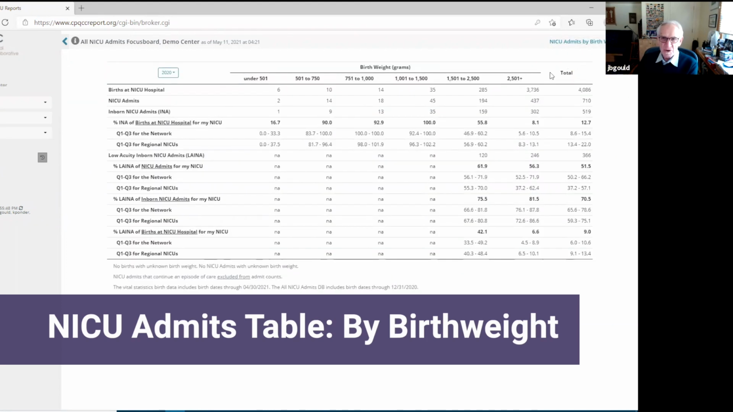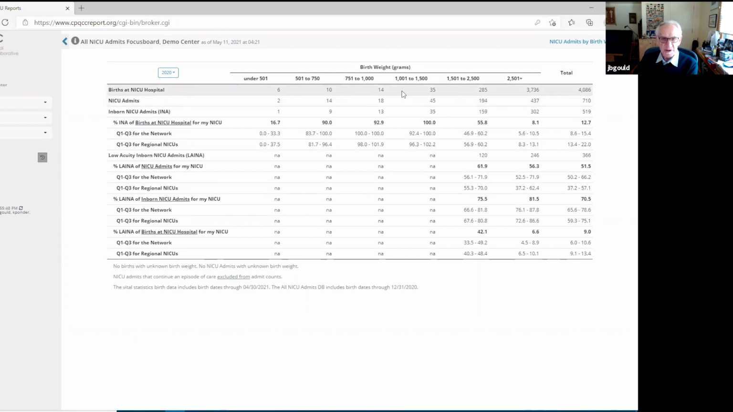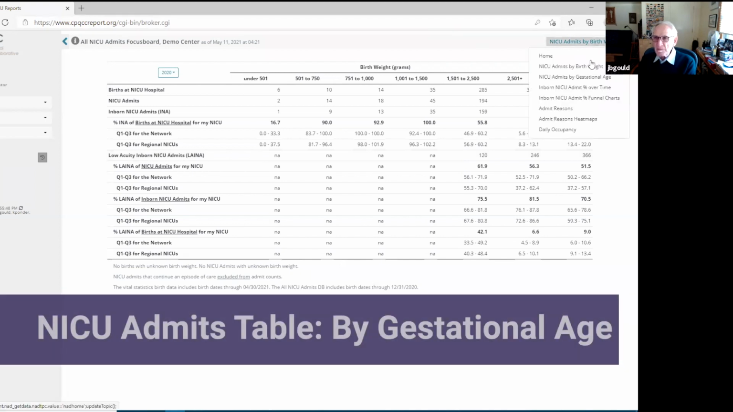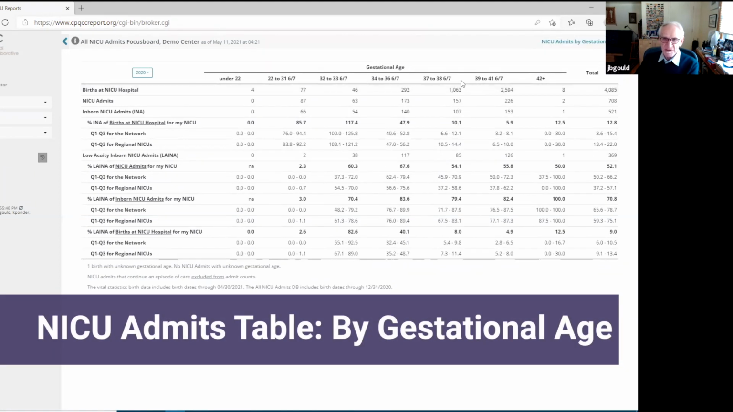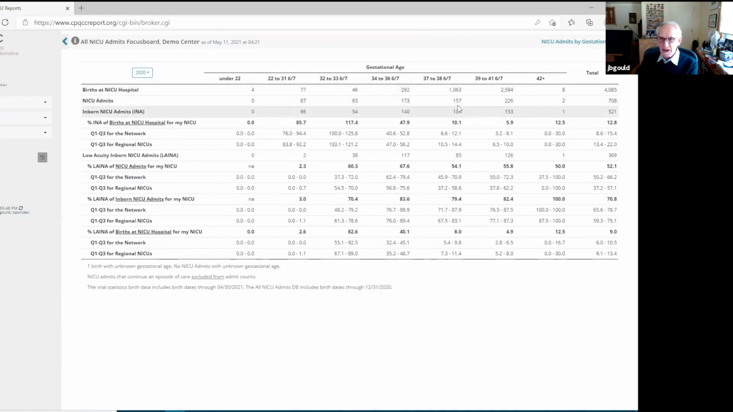What it shows is by birth weight, the actual number of births in your hospital, the number of NICU admits, and of course, the number of inborn NICU admits. So from this table and its companion table, you might want to know for this particular gestational age, how many kids were born in our hospital, how many did we admit, and how many of those admissions were really low risk versus high risk NICU admissions.